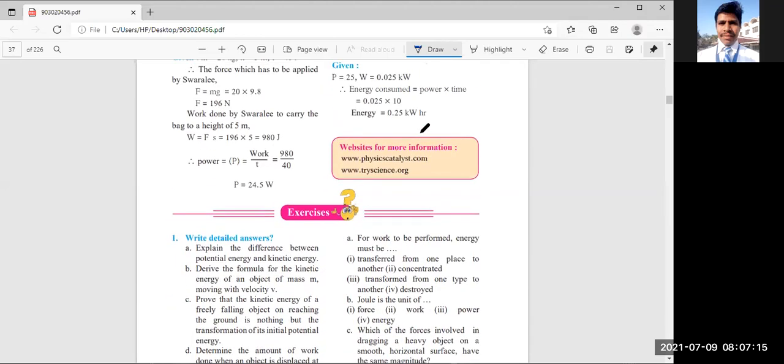We have to make two columns, one for kinetic energy.